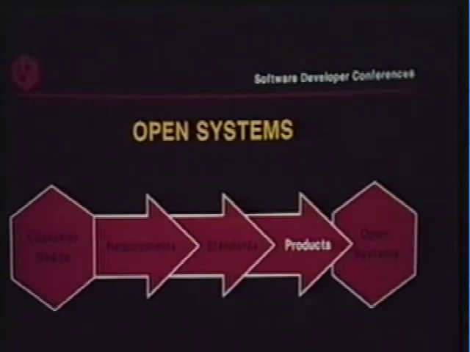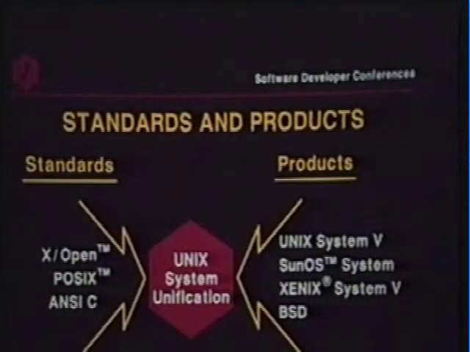Well, Unix system unification, as we've talked about, conforms to all of the standards defined for the base operating system and extensions, as in X/Open, the system call specifications in POSIX, and the library routines in ANSI C. But Unix system unification is more about the consolidation of the functionality and capabilities from the major variants of the Unix operating system: Unix System 5, the SunOS system, Xenix System 5, and the Berkeley system.